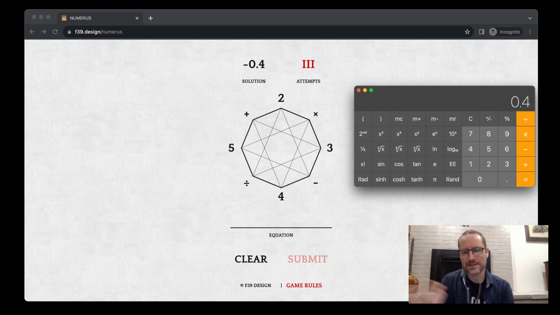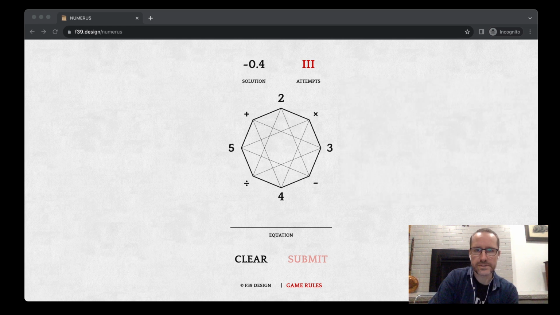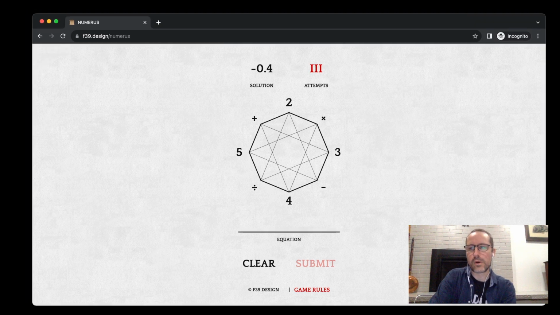Well, the trick is, and it's actually a pretty straightforward trick, but I think some people just don't realize you can do it, is you can actually just start the equation off with negative. So what we'll do is get rid of the calculator here. And so what we'll put in is we'll do negative 4. Negative 4 divided by 5. And then we will multiply by 3.